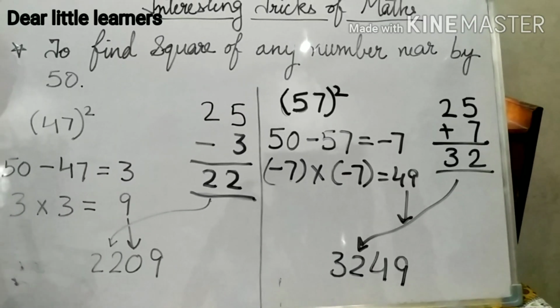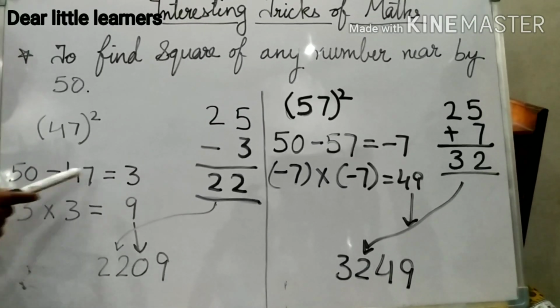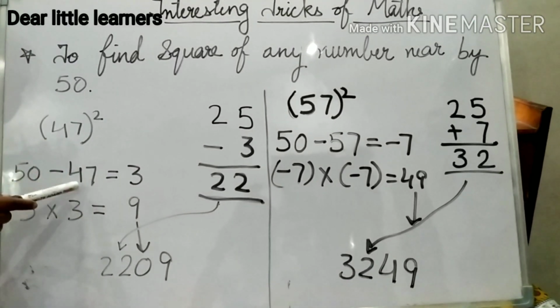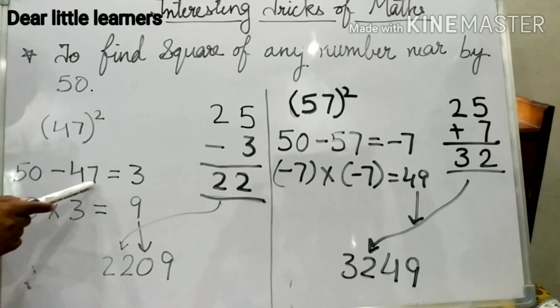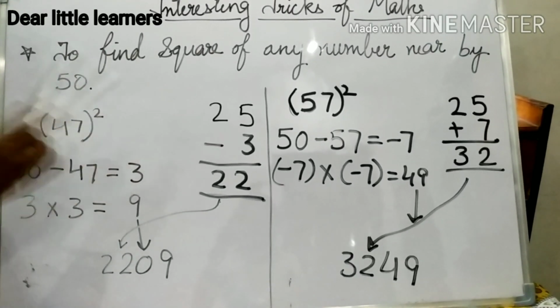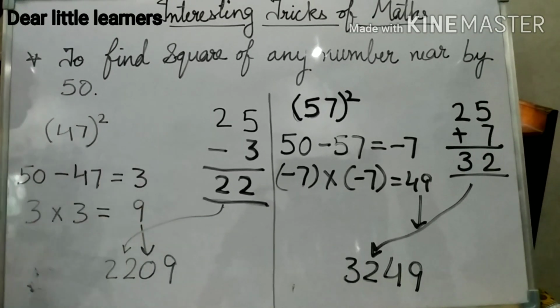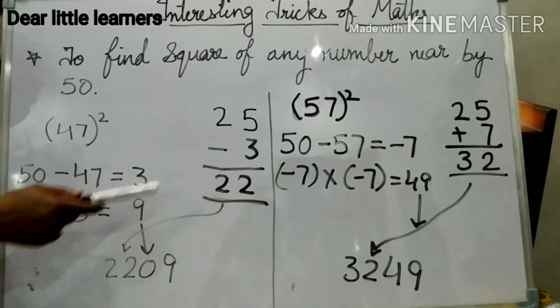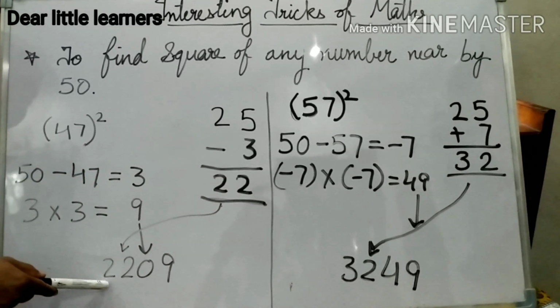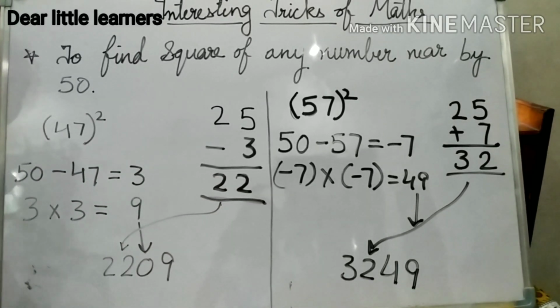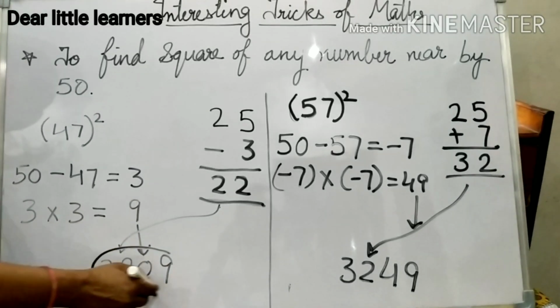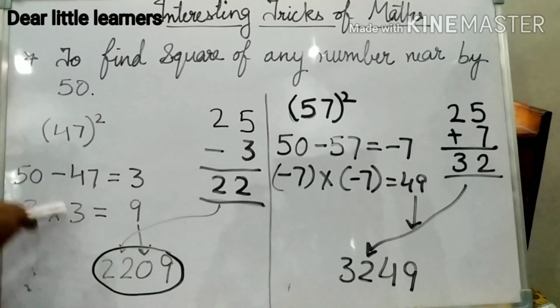Now what is the use of that? This number 3, which we got after subtracting 47 from 50, we have to subtract from 25 also. So if we subtract 3 from 25 we will get 22. So this 22 we have to write here. So 2209, what is this, children? This is the square of 47.